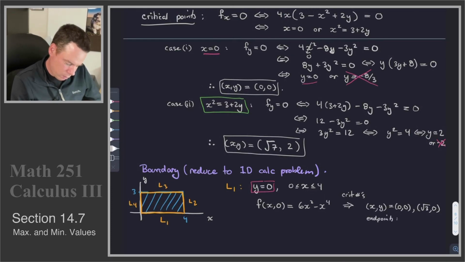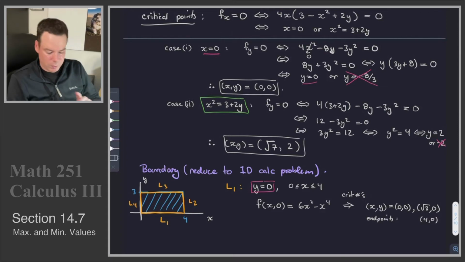The endpoints are x equals 0 and x equals 4. In fact, I'm going to write the endpoints down as a pair because I'm really interested in them as a pair. So the endpoints are 0, 0, and when x is 4 and y is 0. We already got one of the endpoints as an actual critical point, so we could probably even remove that as the endpoint because there's not much information there.